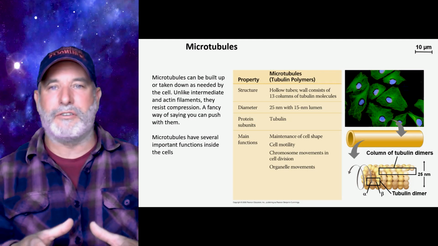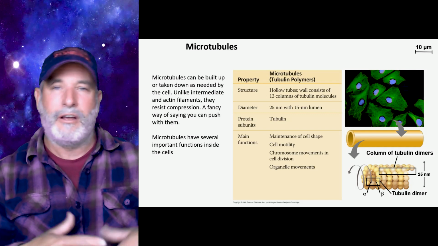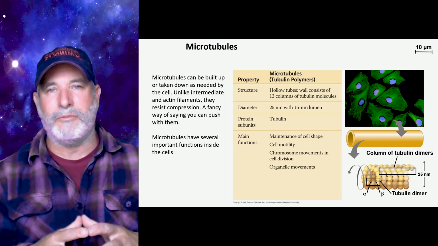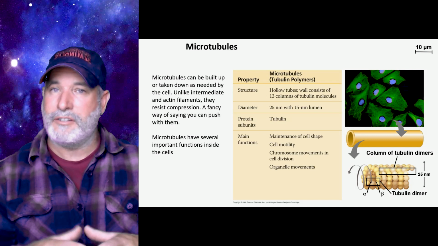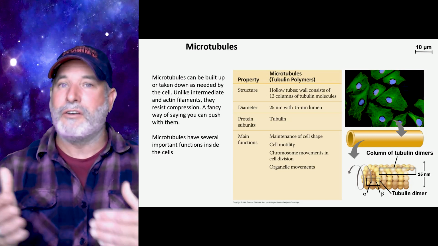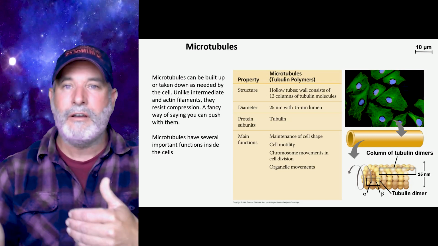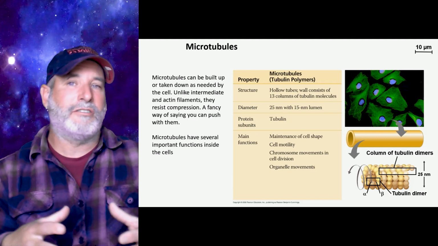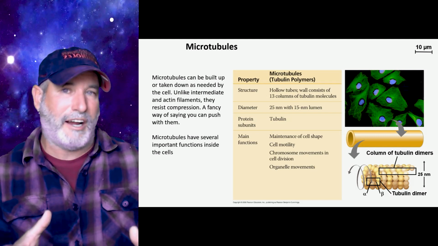Now, microtubules are made up of alpha and beta tubulin. There's a plus and a minus end to a microtubule. And like actin filaments, they're made up of these polymers, right? So that means you can build up a microtubule and you can take it back down. So these are not necessarily permanent structures inside the cell.